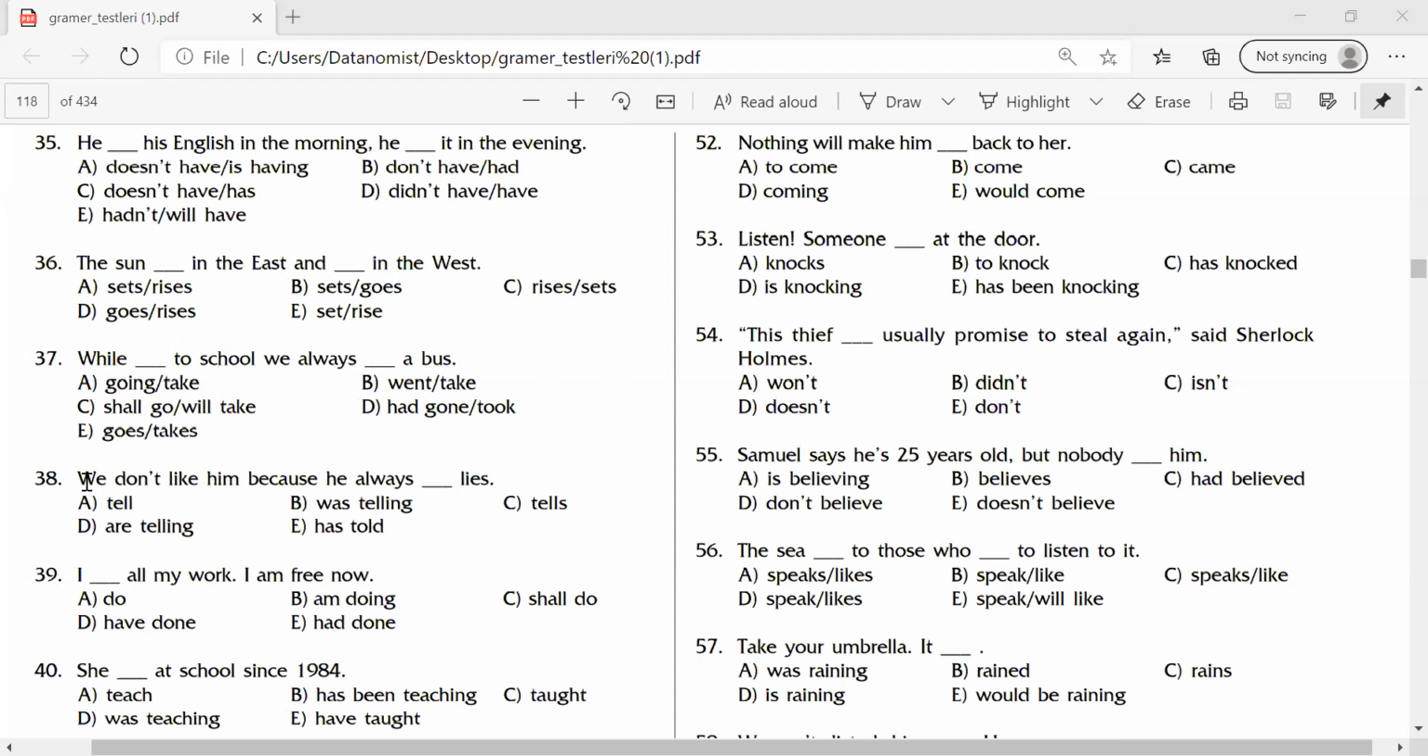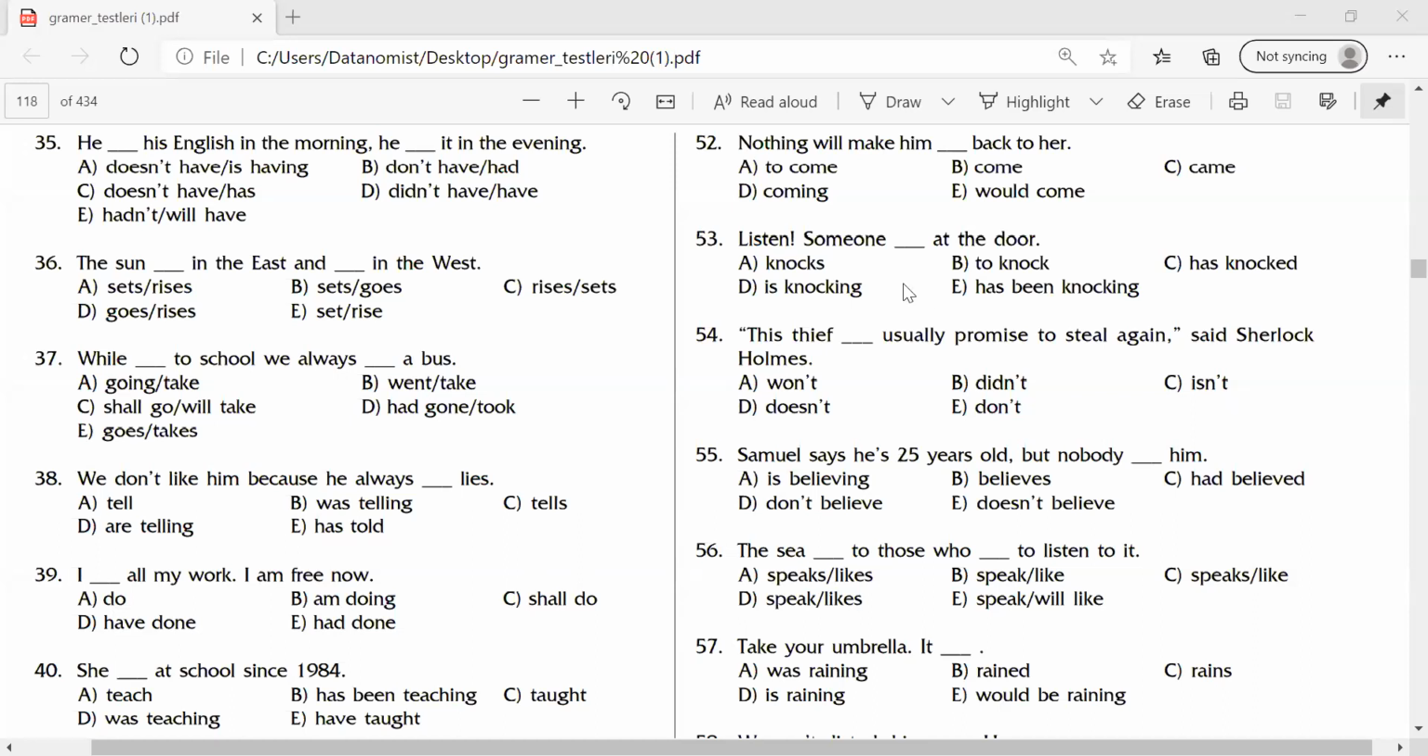Look at this 38th one. We don't like him because he always dash lies. I am talking about somebody's habit. It is not a repeated warning. So how do I mention that? Because he always tells lies. Yes, because he always tells lies. Fine.